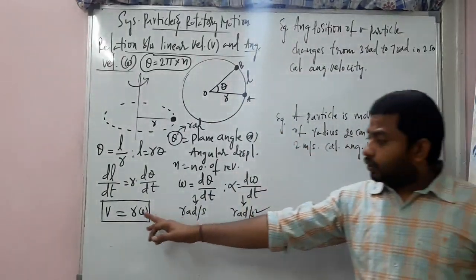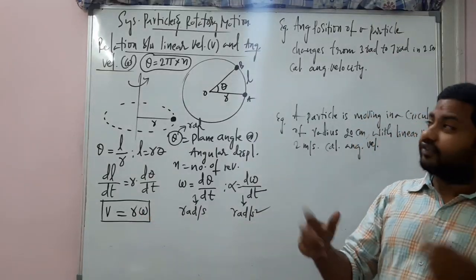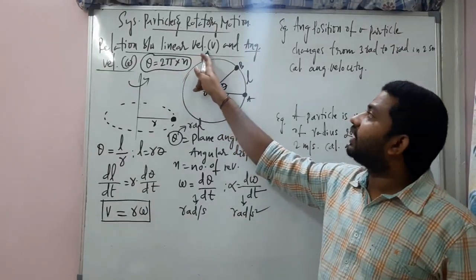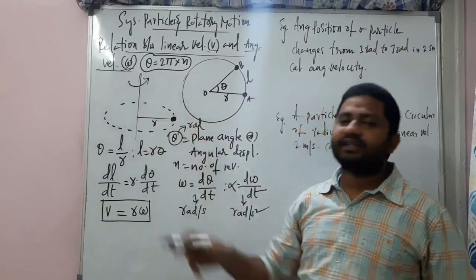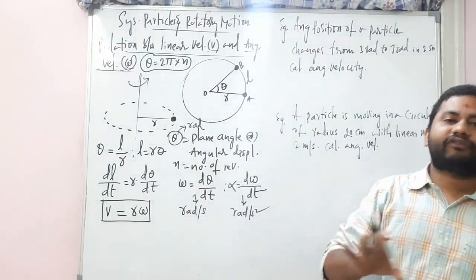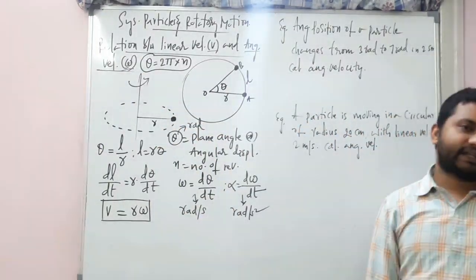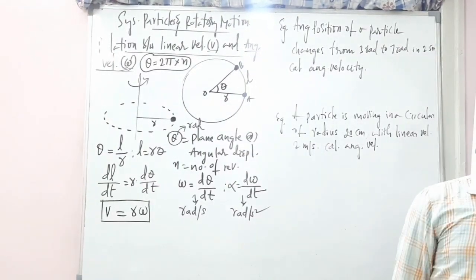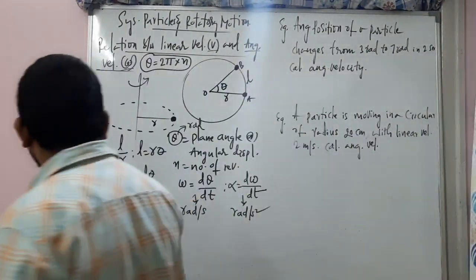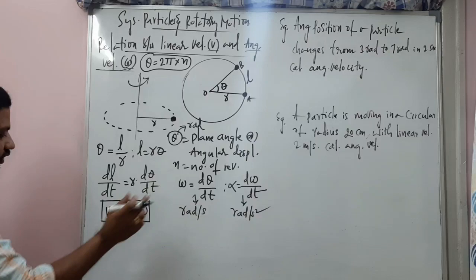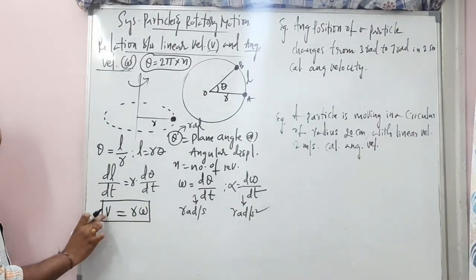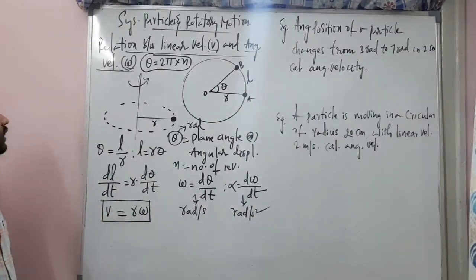So V is equal to R omega. Here we have taken the relation between linear velocity and angular velocity, but not in the vector form. This is the magnitude we have taken. And what is the vector form? Observe carefully here. This is the linear velocity, right? It will have a direction. Yes or no?